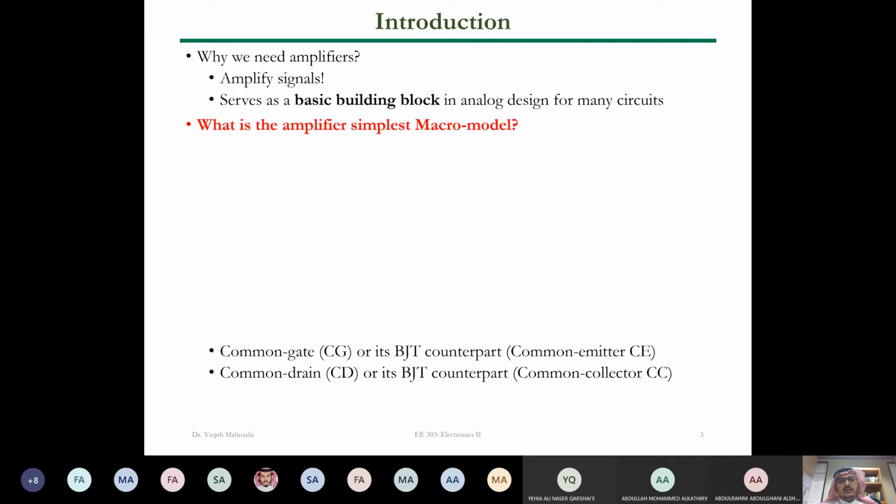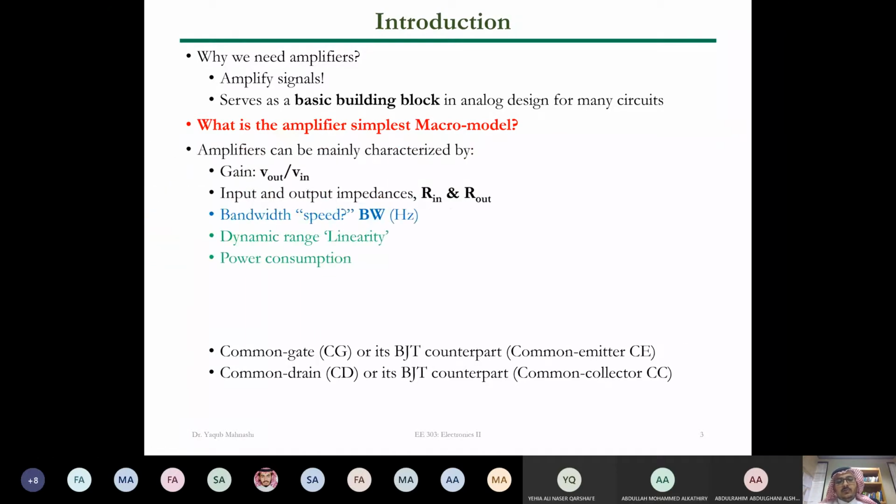We talked about amplifiers before, and why we need them. We need them to amplify weak signals, and they can also be used as a building block for other sub-circuits like oscillators or filters. We'll see later we can build filters or oscillators around an op-amp, and the op-amp is nothing but an amplifier.